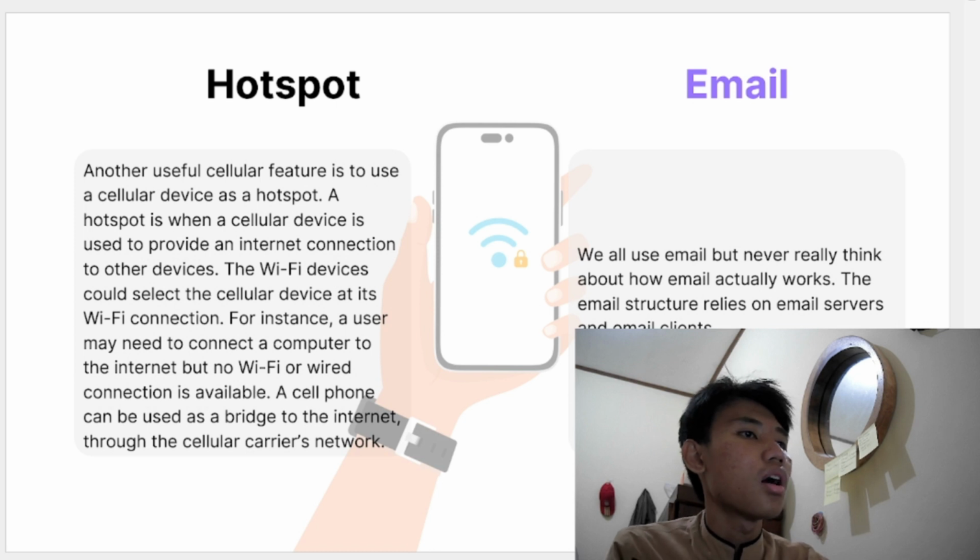Hotspot. Another useful cellular feature is to use a cellular device as a hotspot. A hotspot is when a cellular device is used to provide an internet connection to other devices. The Wi-Fi device can select the cellular device as its Wi-Fi connection. For instance, a user may need to connect a computer to the internet but no Wi-Fi or wired connection is available. A cell phone can be used as a bridge to the internet through the cellular carrier network.